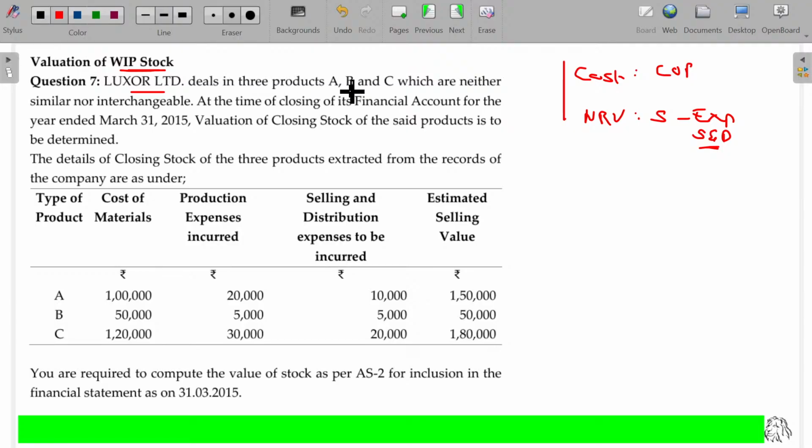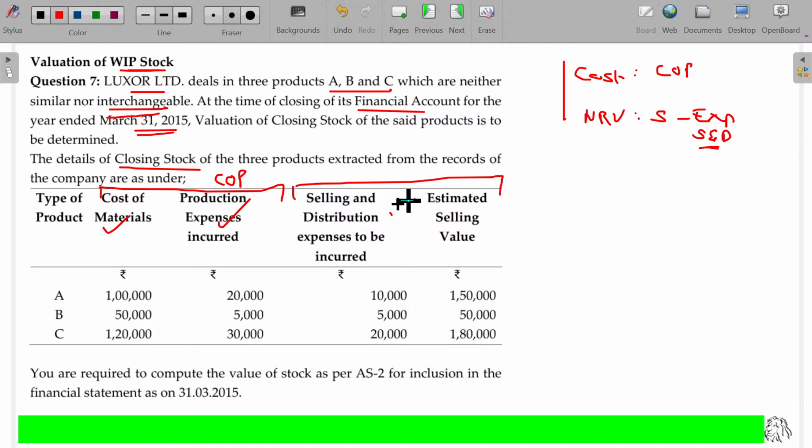Luxor Limited deals in 3 products A, B and C which are neither similar nor interchangeable. So all the products are totally different, and you have to calculate all the 3 products independently. At the time of closing its financial accounts for the year ended 31st March 2015, the closing stock value of the said products is to be determined. The details of closing stock of the three products are given here: cost of material, production expenses incurred. Selling expenses are not part of the cost. So if I add up these two, this is called cost of production. What about the estimated selling price?